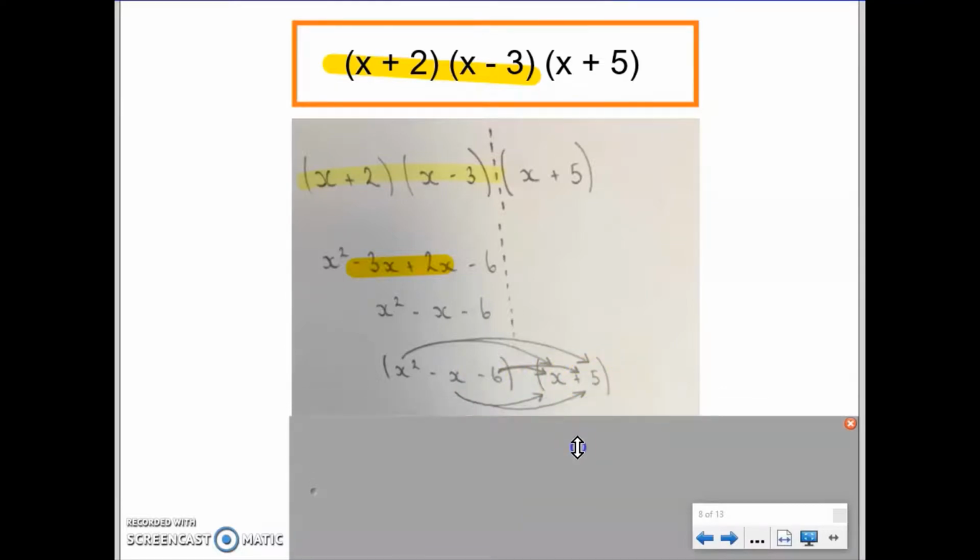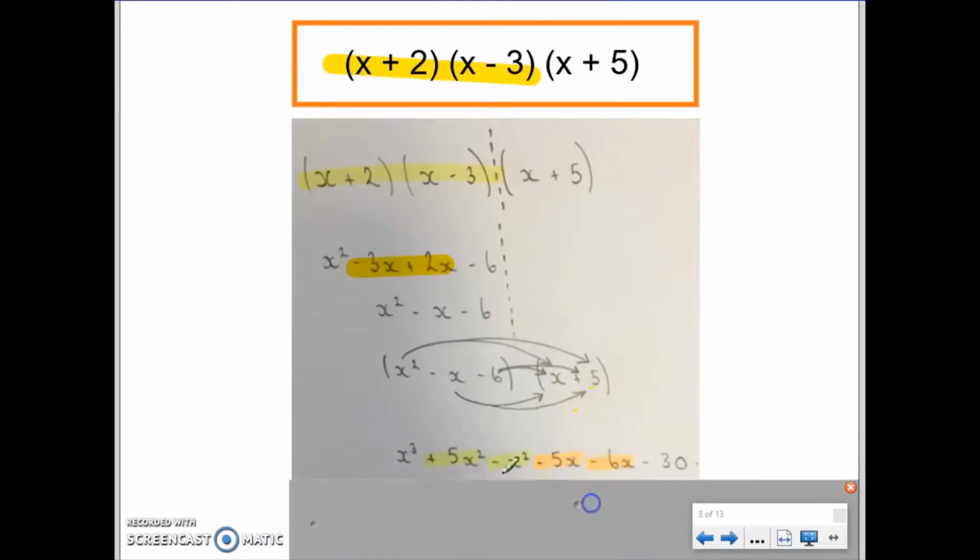So this time I'm going to do 6 separate multiplications, which is going to give me 6 terms to work with and simplify. So you can see I've added arrows to the expansion. x squared times x will give me an x cubed. x squared times 5 will give me 5x squared. You can see there's my first 2 expansions. Then I'm going to continue on.